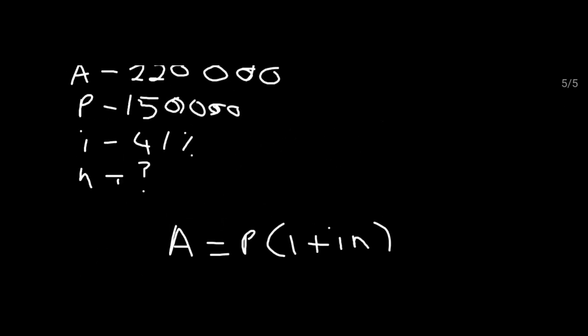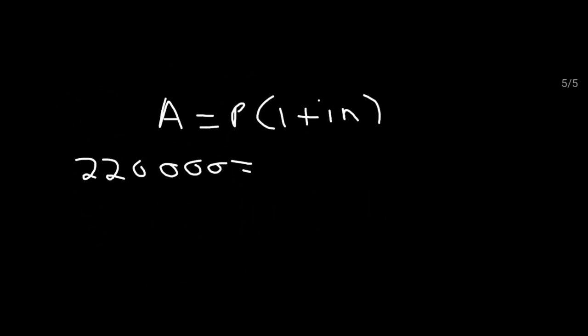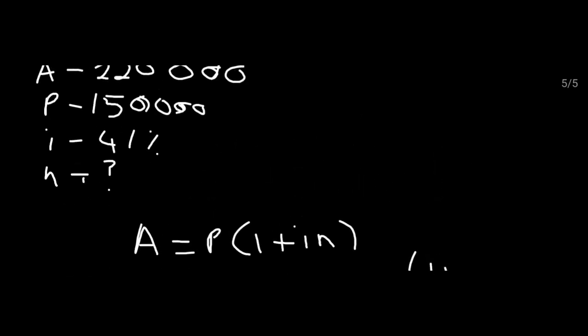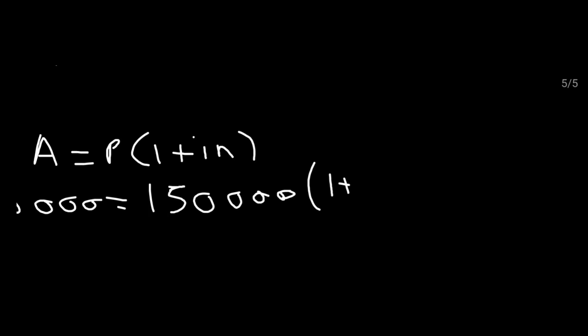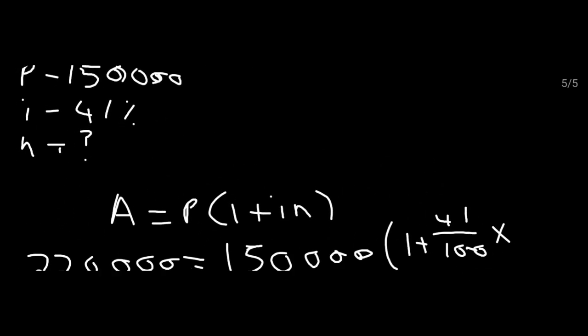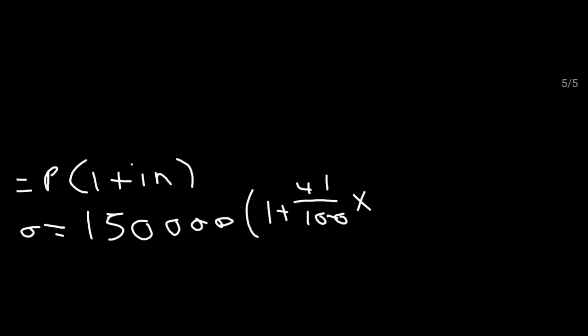And then we have our principal amount, the loan, which is 150,000 rand. Then we open the bracket: 1 plus our interest, which is 41%. It's in percentage, so essentially it's converted to a decimal by dividing by 100. Then we multiply it by the number of years, which remains as n.